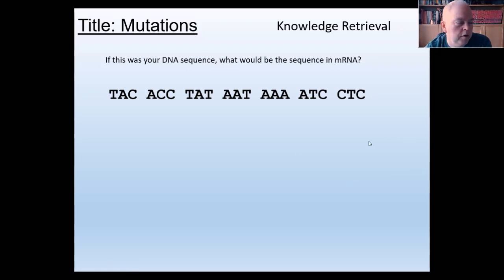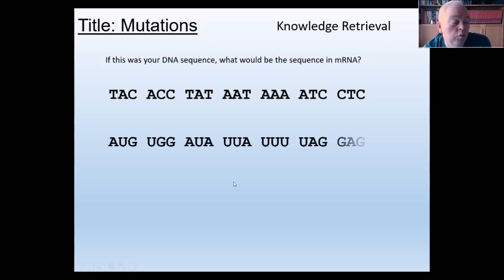Okay, hopefully you've managed to come up with a solution to that. Here it is. Key thing to remember is the incorporation of uracil as we produce our messenger RNA. So we have our thymine to adenine, adenine to uracil, and so on. And if you've managed to get that particular messenger RNA sequence, well done, you've remembered something from last lesson.